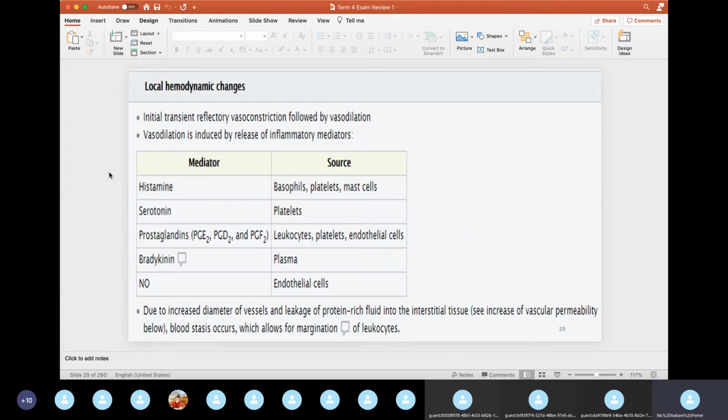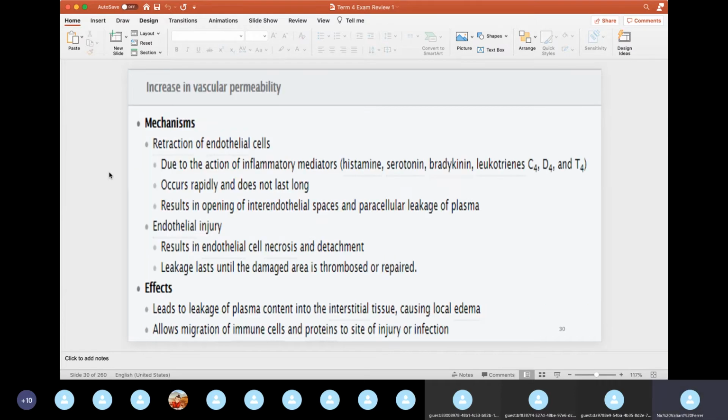Okay, so here's another good slide with the mediators and some of the sources. So first, what happens in acute inflammation? You have an increase in vascular permeability. So what happens? First, you have transient contraction of your endothelial cells, right? However, this transient contraction does not last long because you're trying to minimize blood loss. However, it's only transient, right? And then what happens next? You have endothelial injury. You have leakage until the damaged area is thrombosed or repaired.